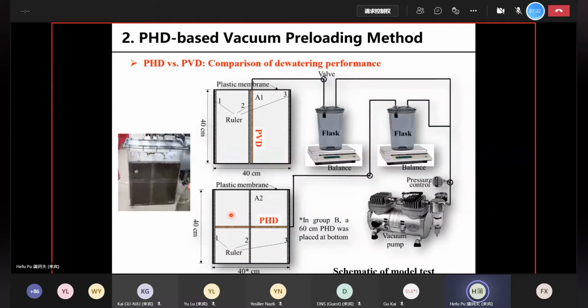First, we will conduct some small-scale model tests to demonstrate that the PhD has better dewatering performance relative to PVD. So we have two model boxes. One has a PVD in the center placed vertically, and then we have another model box in which we have a PhD laid horizontally in the center.